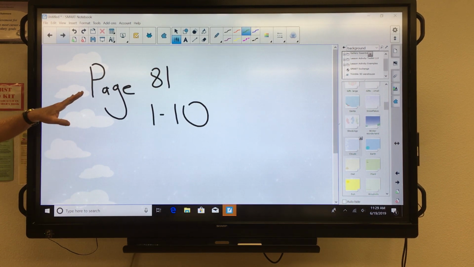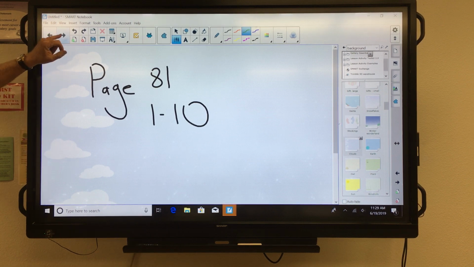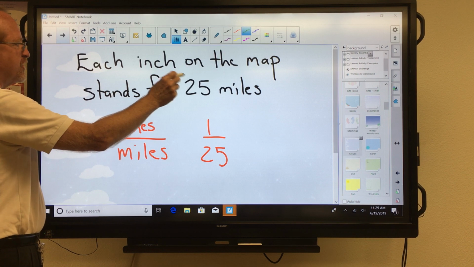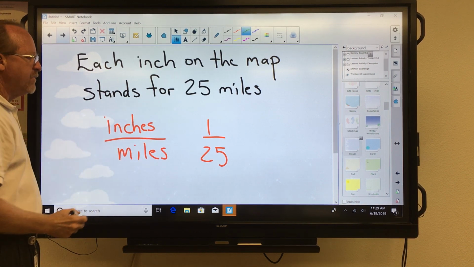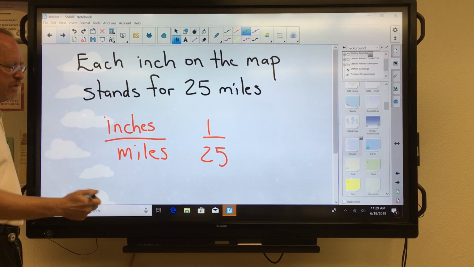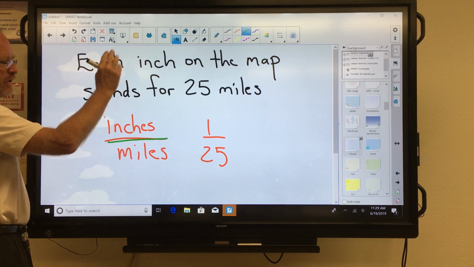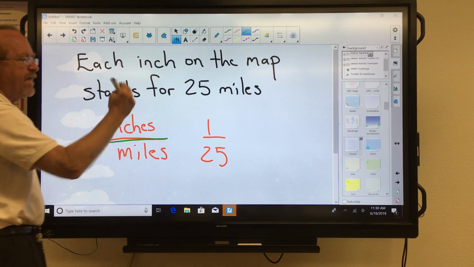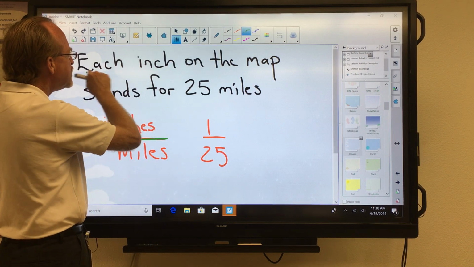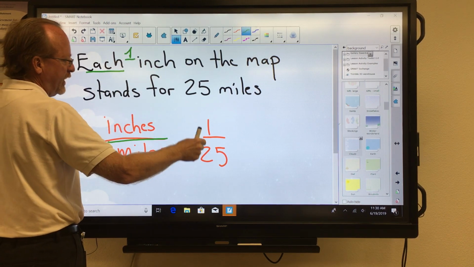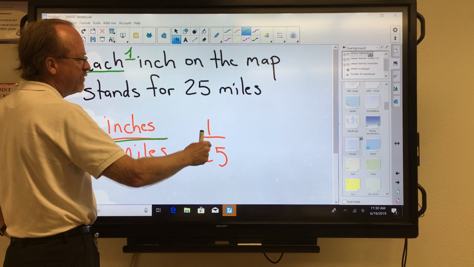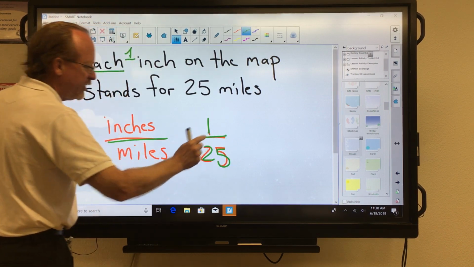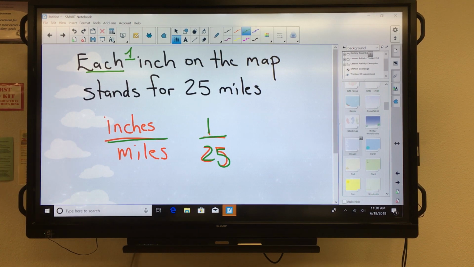Now in your book, you've got page 81, 1 through 10 to do, and they give you an example. Each inch on the map stands for 25 miles. And what they want you to do is 2 things. Write the words out that you're comparing, inches to miles, and the actual number. Each inch, so that's 1, is good for 25 miles. So it's 1 over 25. So you've got 9 more problems to do. Good luck.